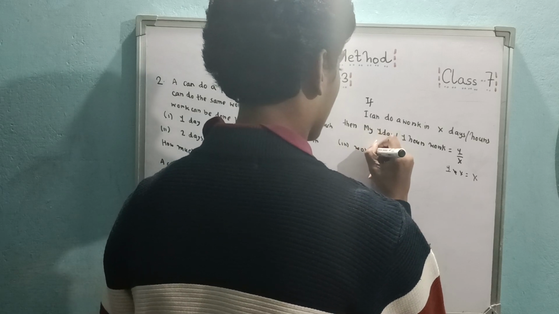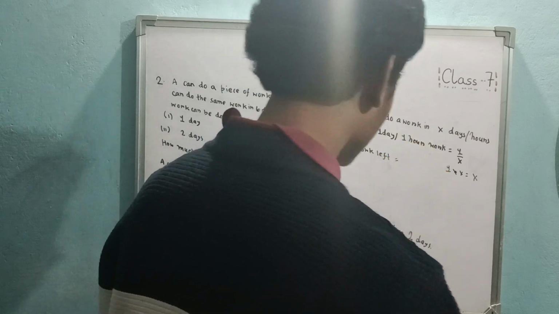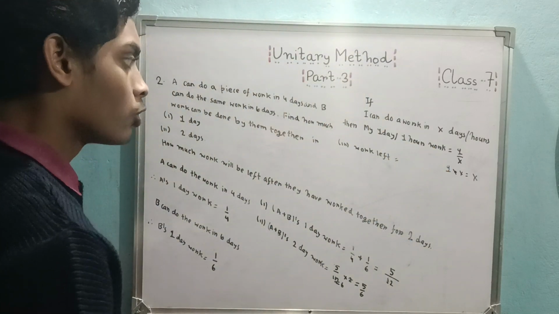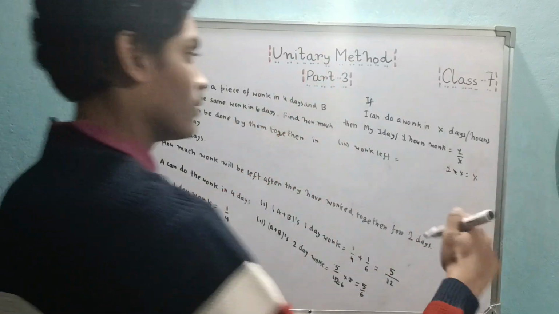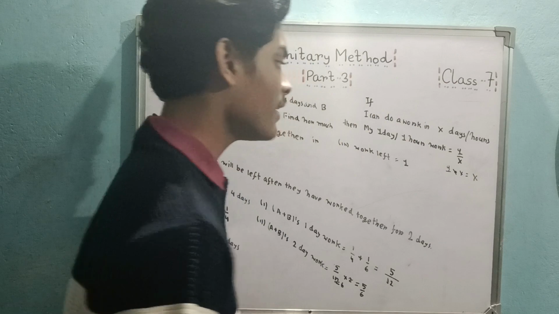work left. See, in 2 days, they have done this much work. Total work is always 1. So, work left is what? Total work minus completed work.